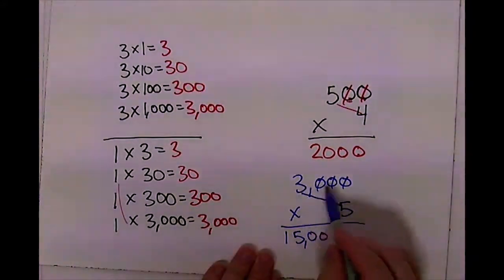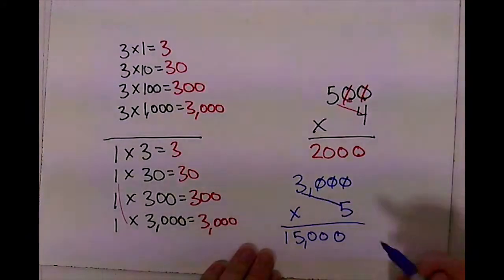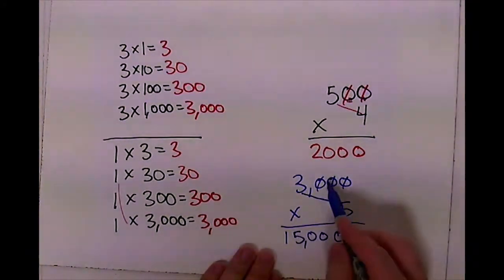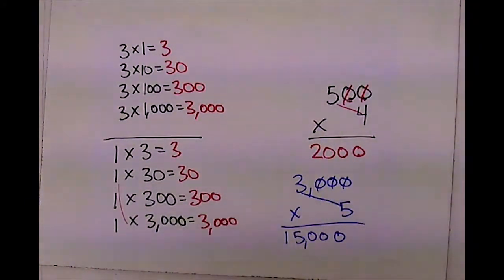So 5 times 3,000 is 15,000, but an easy way to do it is just 5 times 3, bring down your 15, and then add your zeros afterwards. And that's how you multiply tens, hundreds, and thousands.